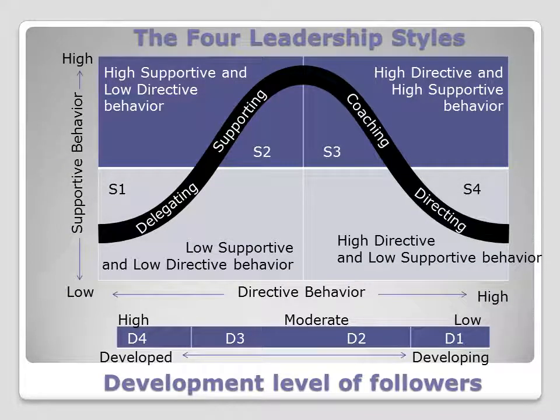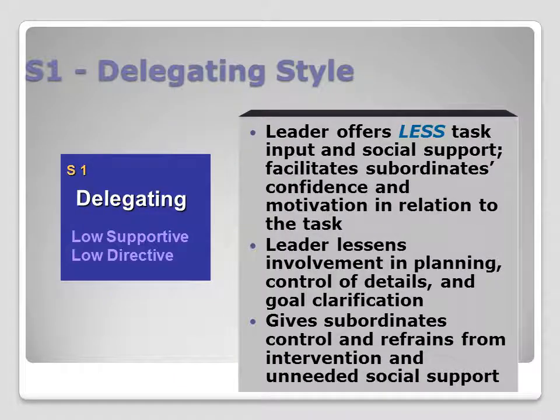The fourth leadership style here that we're going to look at is what's called the delegating style. In this, the follower or worker needs very little support because they're very much motivated to get the task done, and they need very little training because, again, they understand how the task is done. So in this style, the leader offers far less task input and social support. They simply are facilitating their confidence and motivation in relation to the task. They're just, good job, you're doing great. How can I help you?